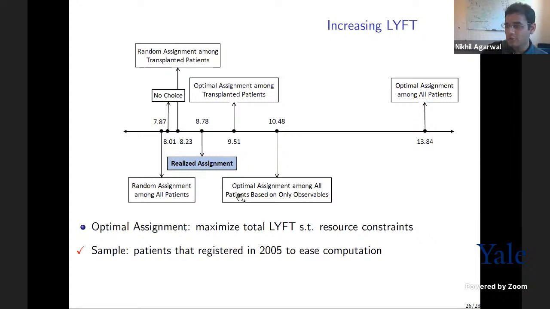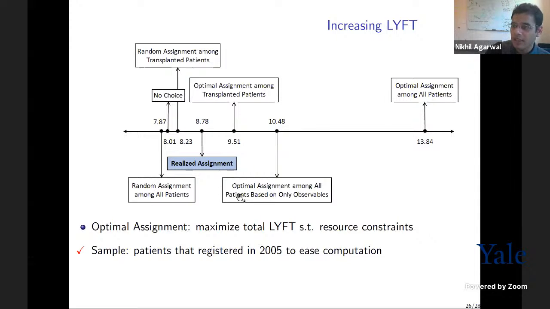Now, that requires you to know a lot of things. You need to know the unobserved frailty, the new terms in our model, and maybe as a planner, you cannot know these. But what you could do is take the observables in our model in principle, and reassign patients and donors based on just the observables. And that is going to give you 10.48 years, which is a lot relative to the baseline.